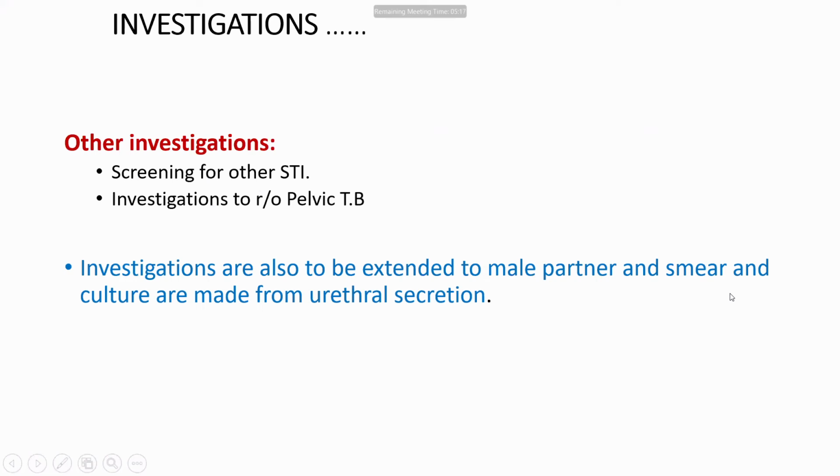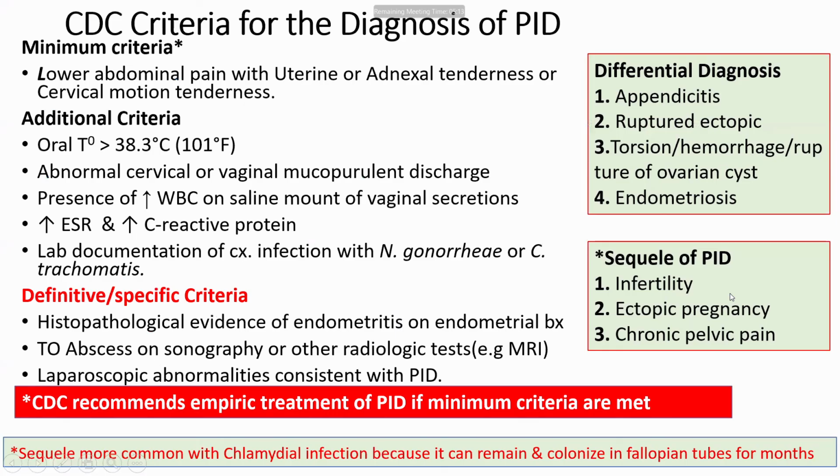Okay, now let's discuss the criteria for pelvic inflammatory disease. This is the Centers for Disease Control, CDC, criteria. The minimum clinical criteria is lower abdominal pain with uterine or adnexal or cervical motion tenderness, any one. If the patient is complaining of abdominal pain, and there is either uterine tenderness or adnexal tenderness or cervical motion tenderness, that is the minimum criteria for pelvic inflammatory disease. In that case you can start treatment.